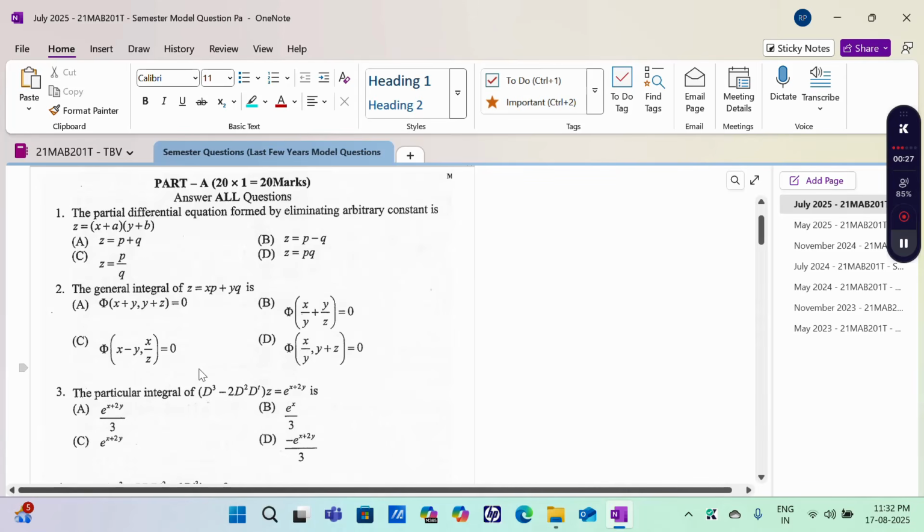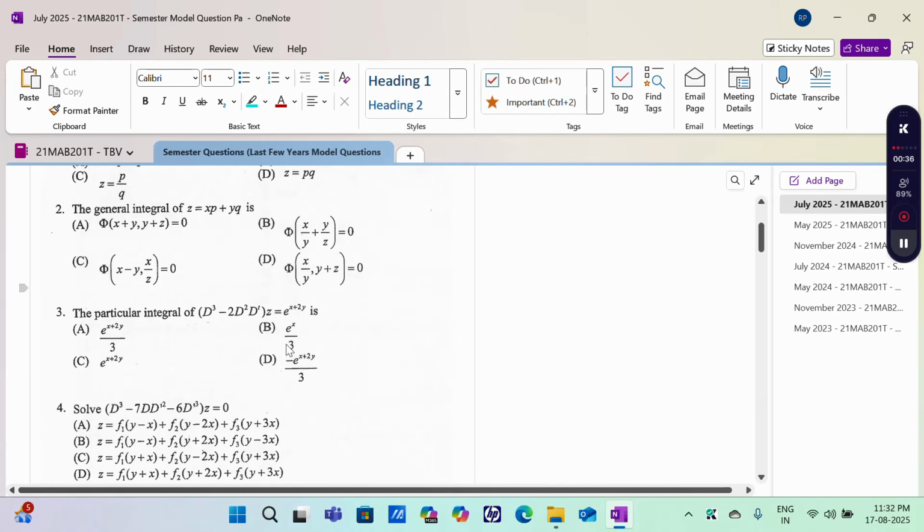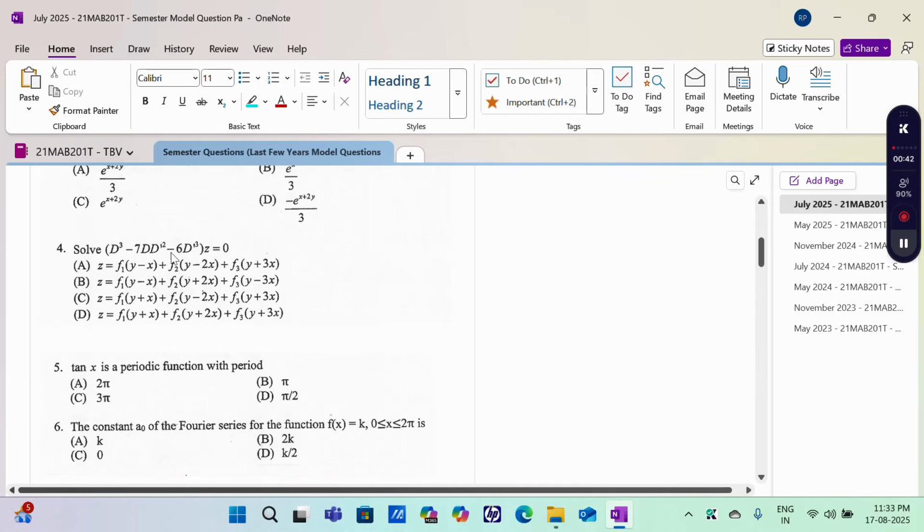Now the first 4 questions. The first question is eliminating arbitrary constants, the second is a first order partial differential equation, and the third is second order or higher order. The right hand side e power ax plus by gives a particular integral type, and when the right hand side is 0, it is nothing but finding only the complementary function. This is also second and higher order.